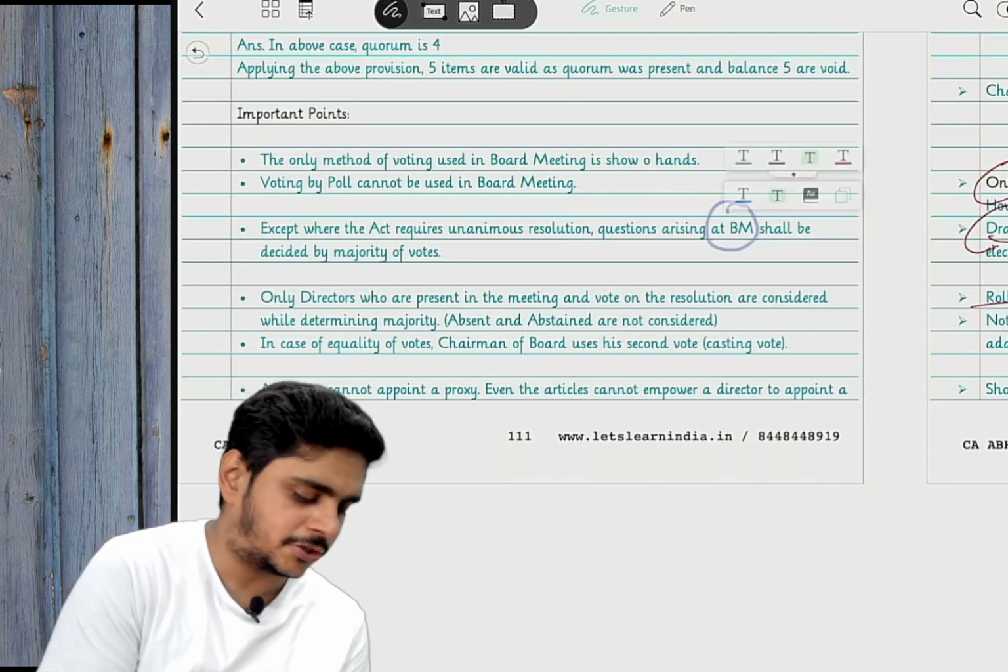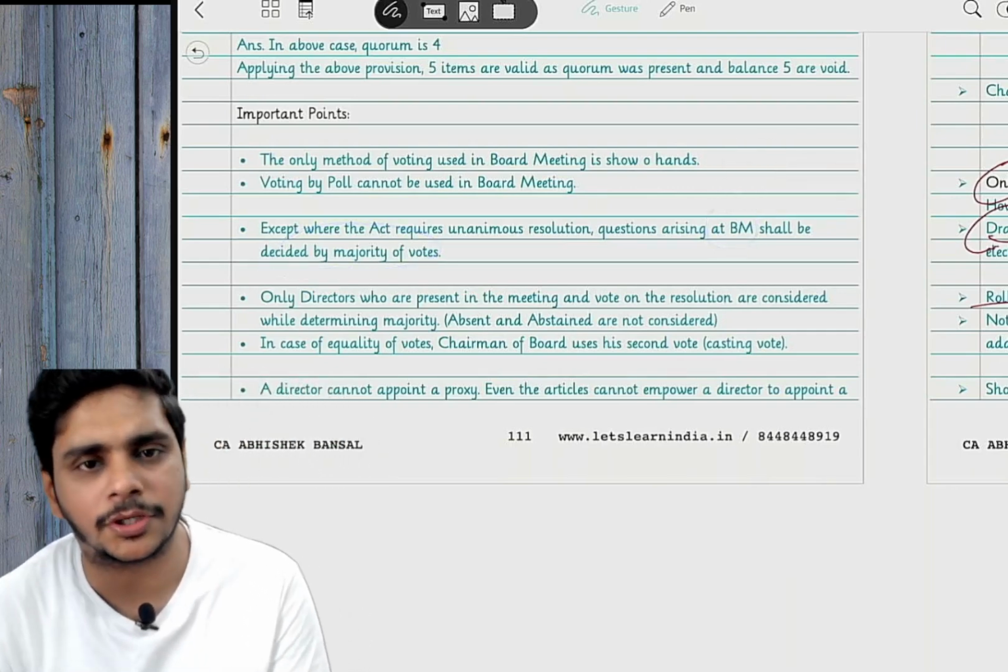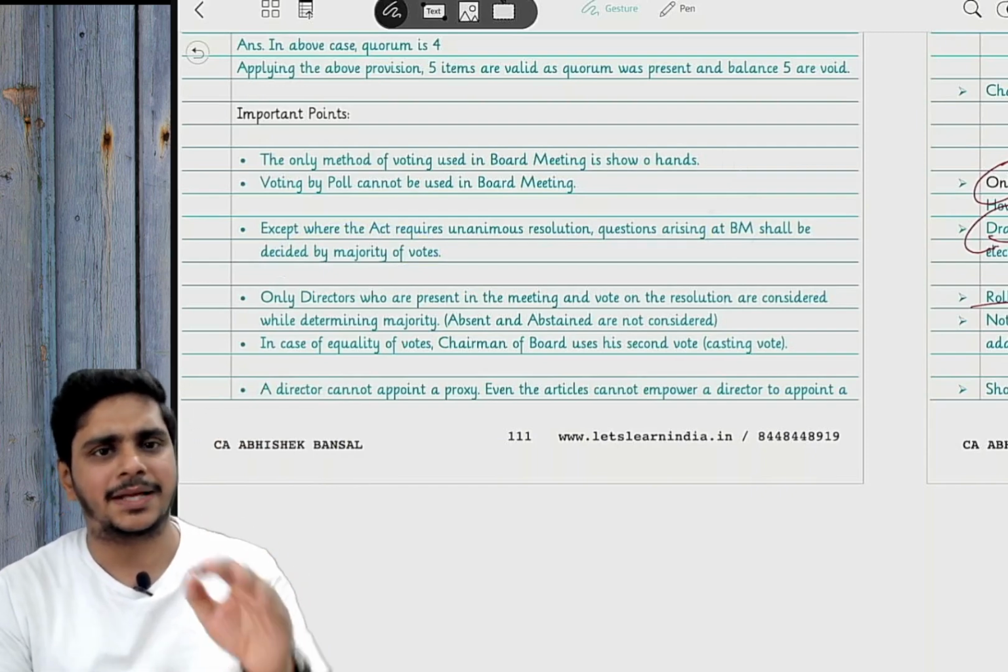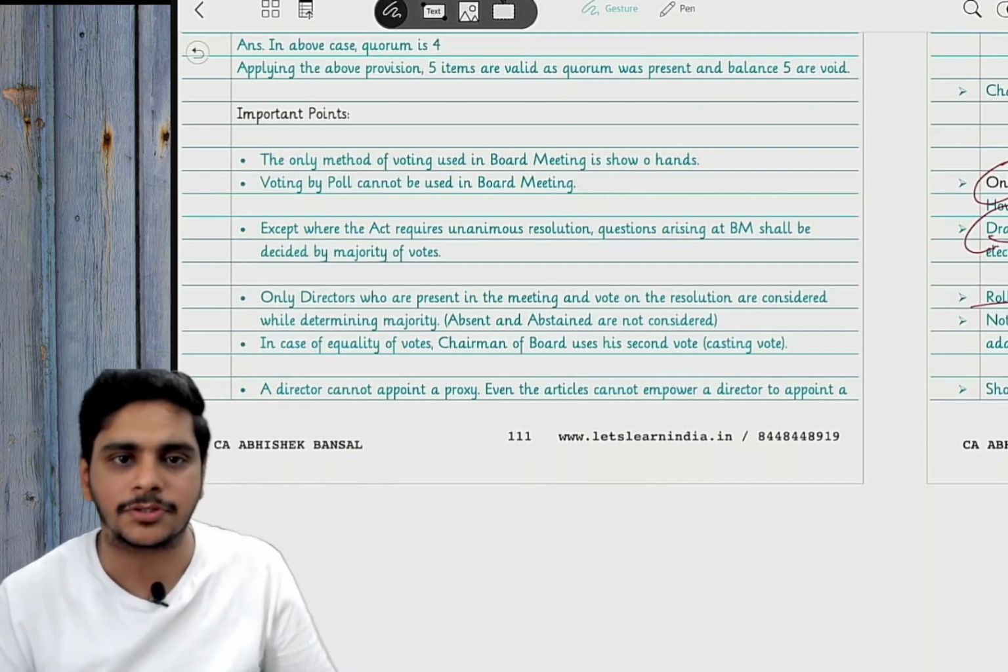Questions arising at a board meeting should be decided by a majority of votes, except where the Act requires unanimous, except where it is written 100%. Everywhere when we say board resolution, it means majority.